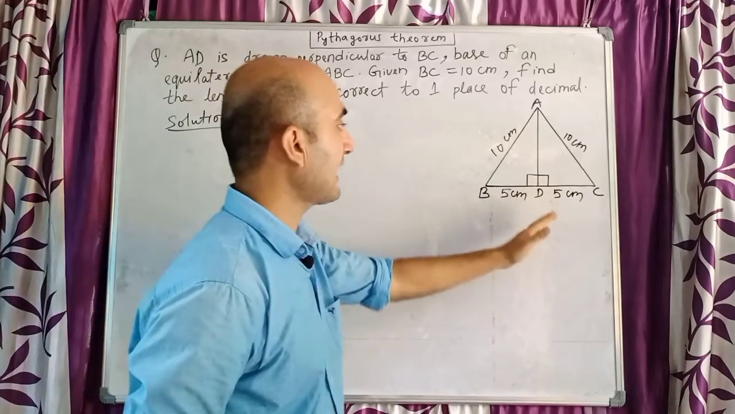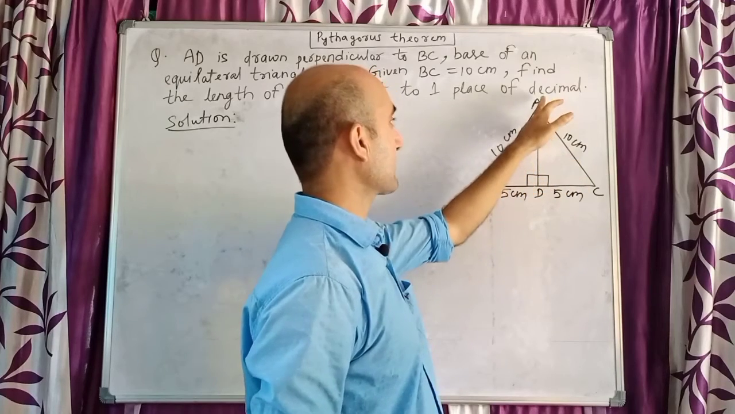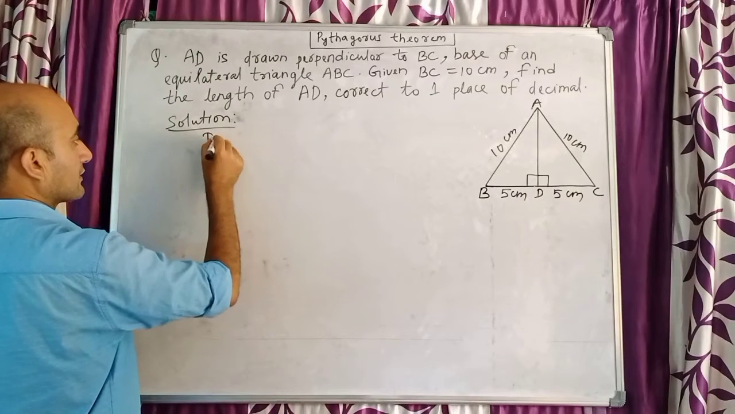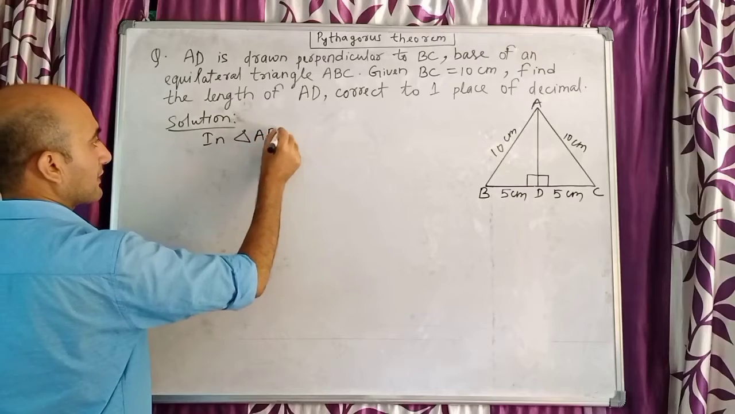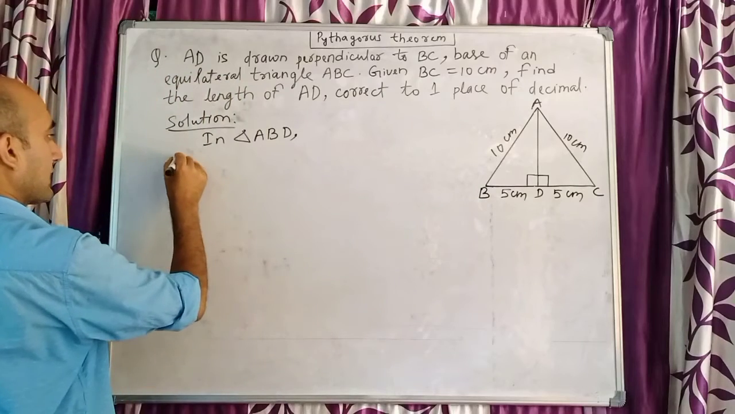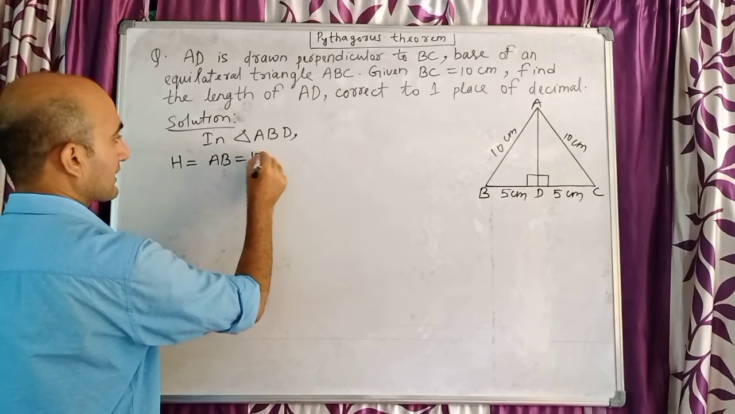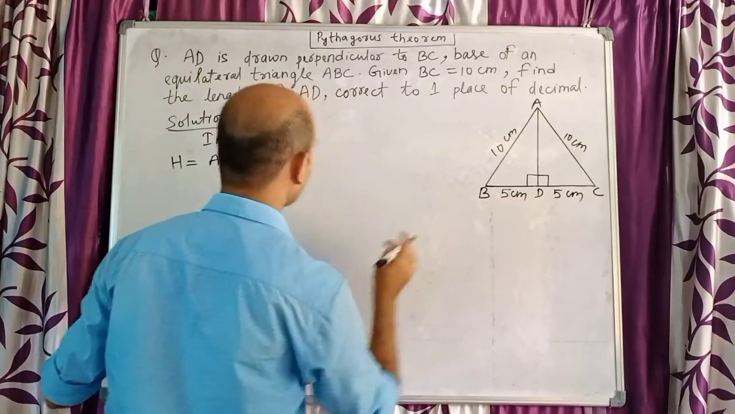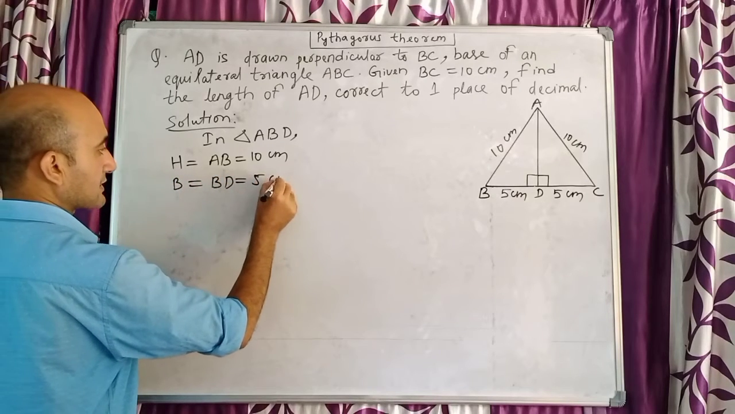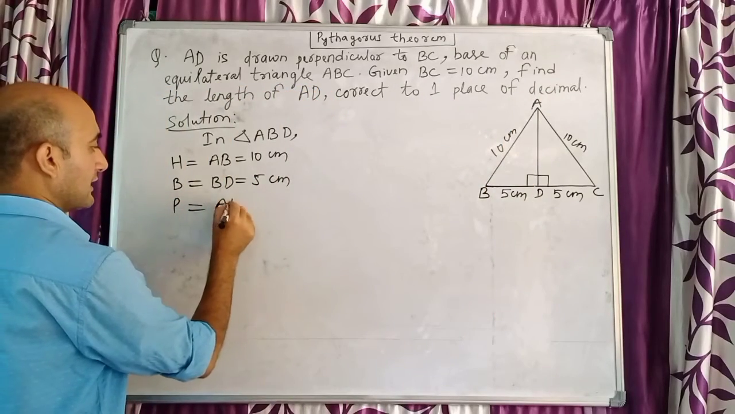So to find AD, either you take this triangle or that triangle. Okay, let me take this triangle. So my triangle's name will be ABD. So take triangle ABD. In this triangle, you know this is the hypotenuse. So you can write H. H means hypotenuse. It is AB and its value is 10 centimeter. Your BD will be base. So base is BD and it is 5 centimeter. You have to find perpendicular, which is AD. So your AD is question mark.